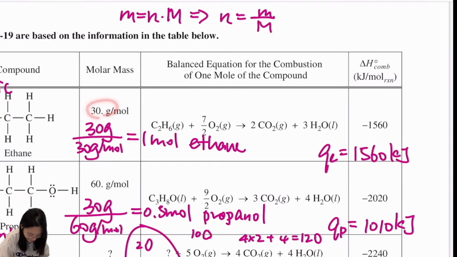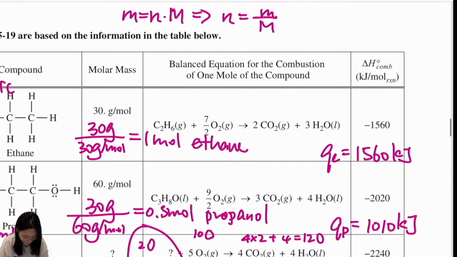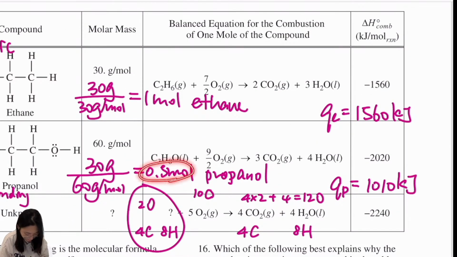So 30 grams divided by ethane's molar mass, 30, means you have 1 mole of ethane. When 1 mole of ethane goes through combustion, the amount of heat released is 1,560 kilojoules. On the other hand, you have only 0.5 moles of the propanol. When that amount of propanol goes through combustion, only 1,010 kilojoules are released. So that's why ethane releases more energy than propanol when both 30-gram samples go through combustion.